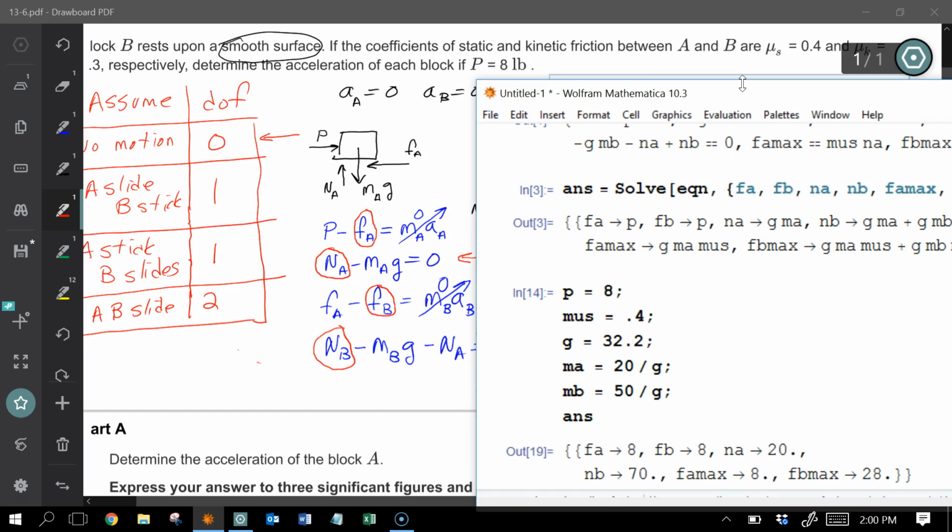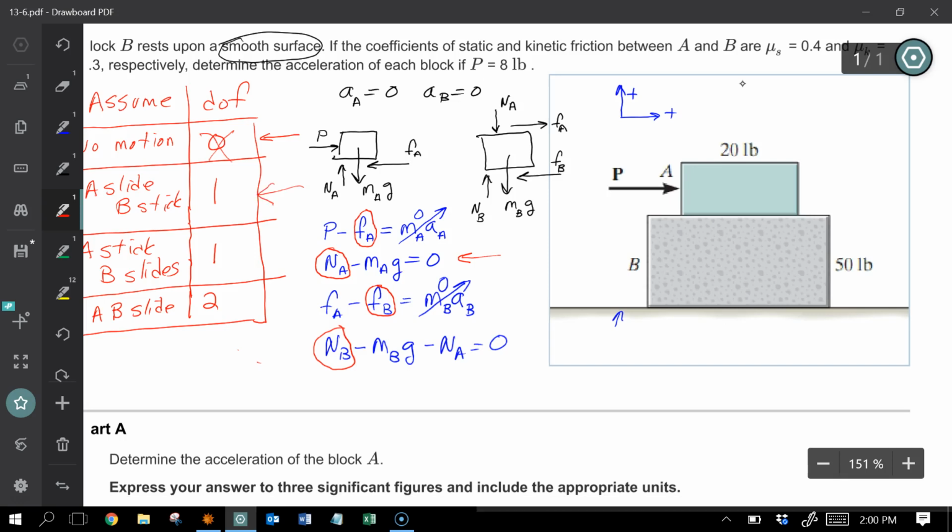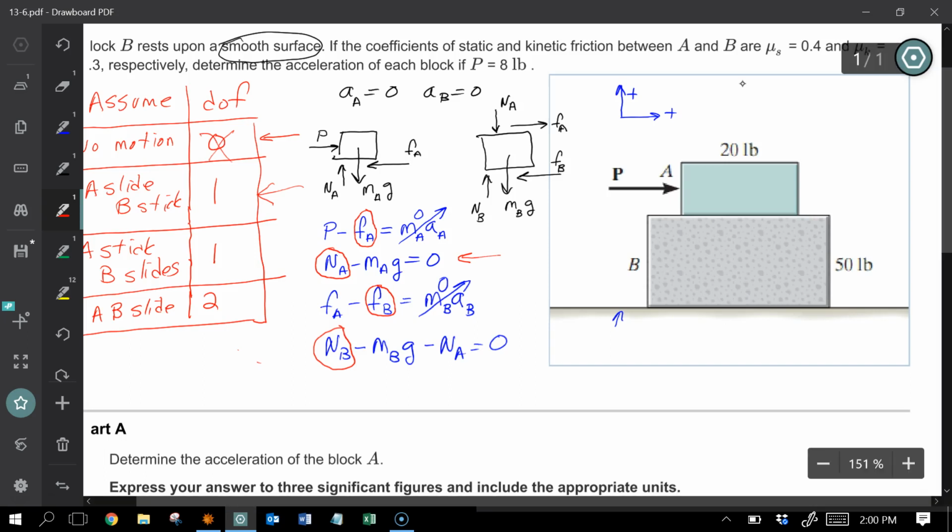Back over here on this one, you should take, if it's not 0 degrees of freedom, no motion, which one is it? Well, based on the numbers that you got, A is going to be sliding, but B is still sticking. So what I would do is take this one next and analyze that one to investigate this.